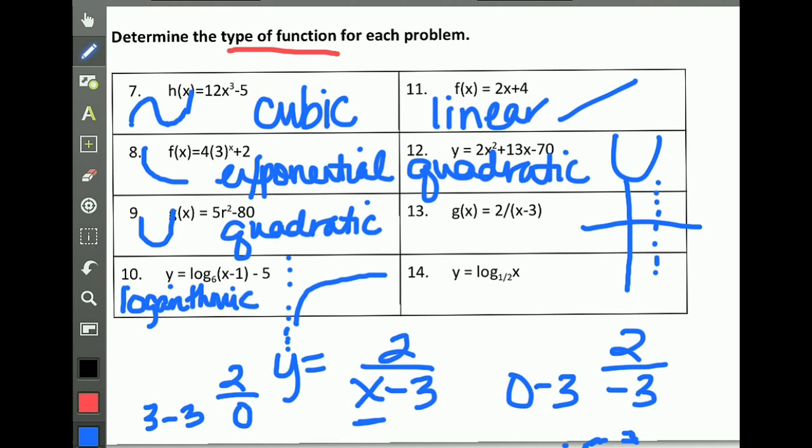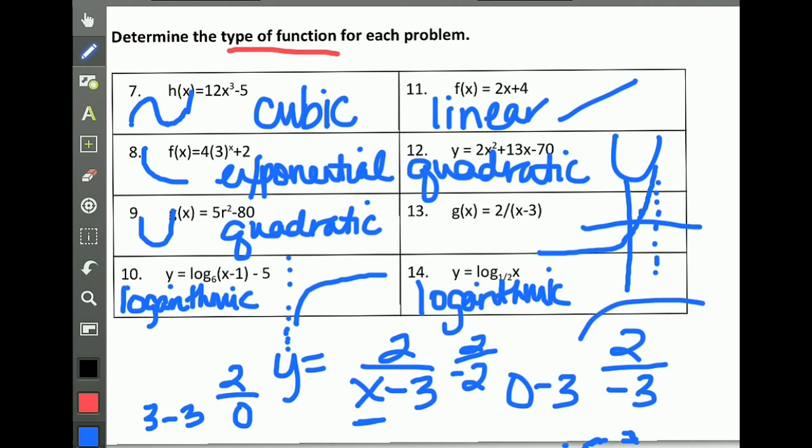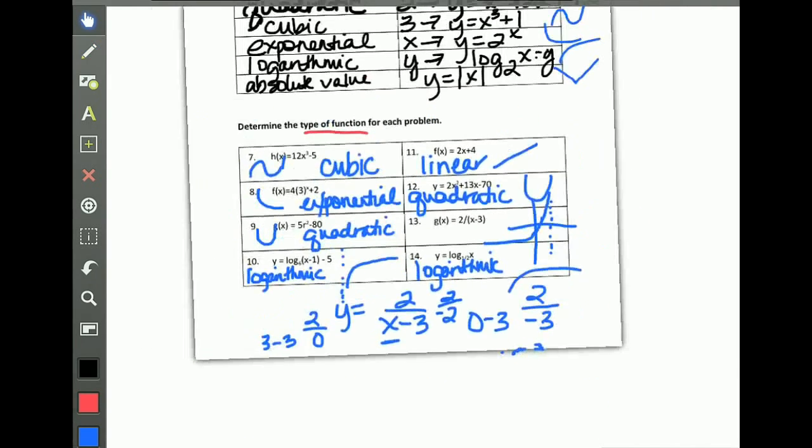And so 0 would give us negative 2/3, right about there. If we put in 1, we would have 2 over negative 2, which is negative 1. So it's going to look something like that. Okay? And again, this is logarithmic. And so that's going to look like that. Okay? So that's it for that section.